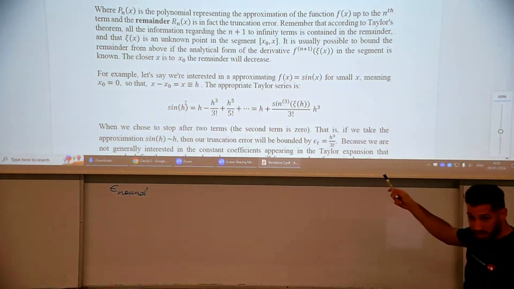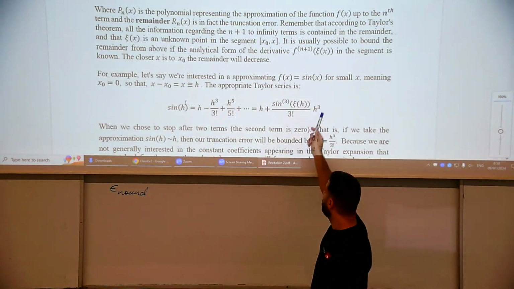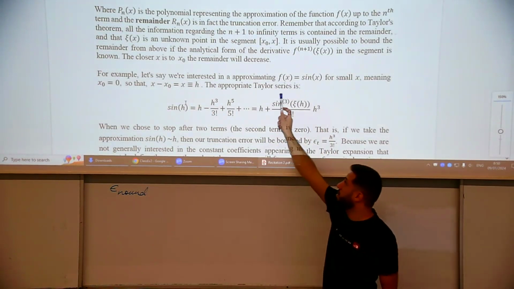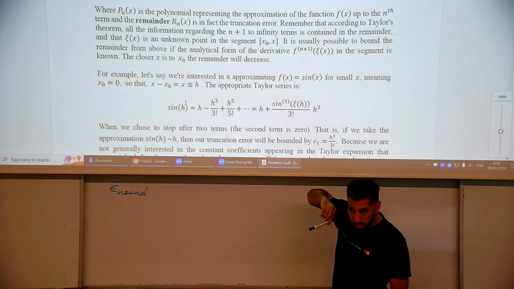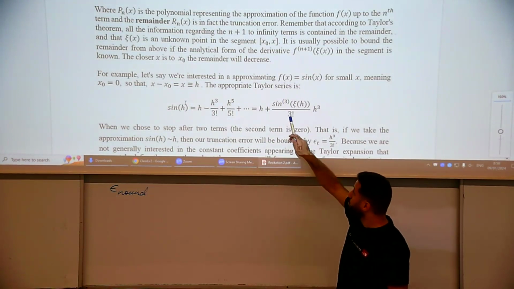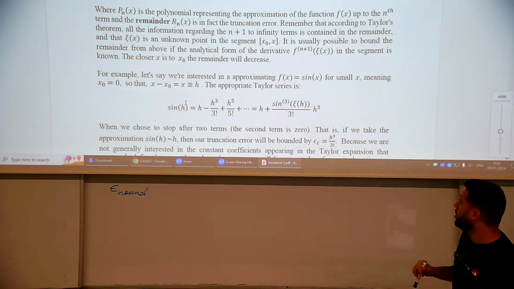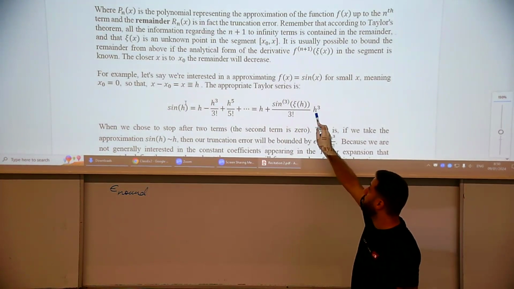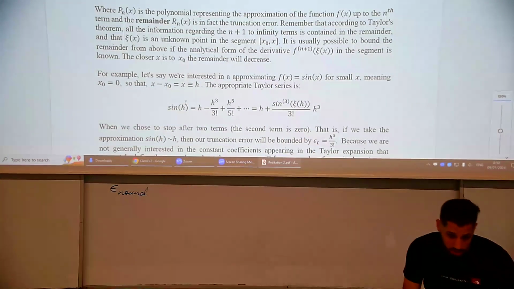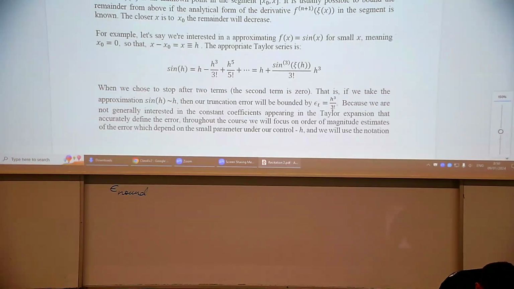Okay, but if h is small, we have a meaning. If h is 0.1, we have a meaning. Yes, what is the third derivative of sine? Yes. So this is between -1 and 1, and its magnitude is less than 1. And we can say that the error is bounded by h cubed divided by 6. Okay? So it has a meaning when h is small.